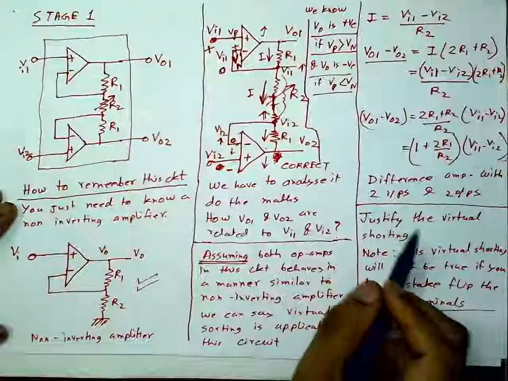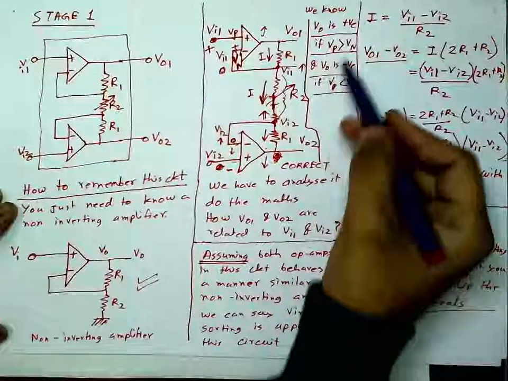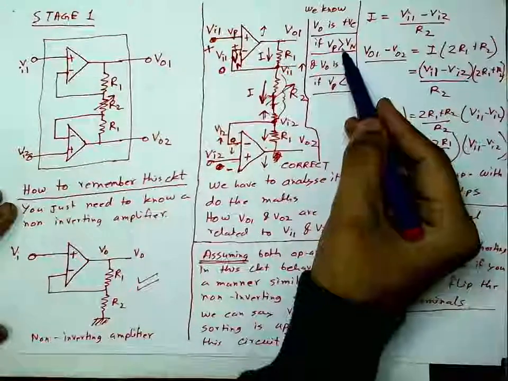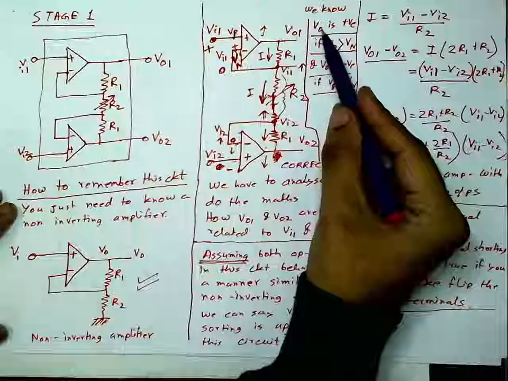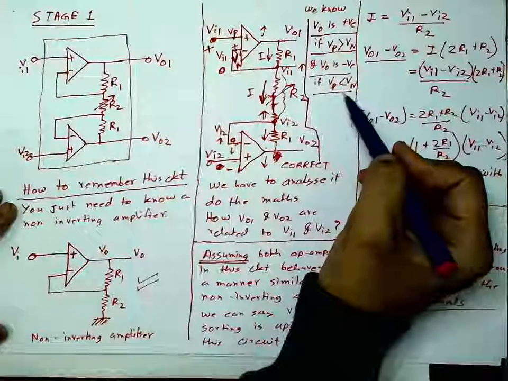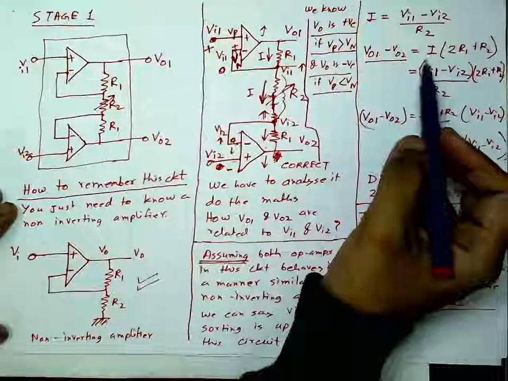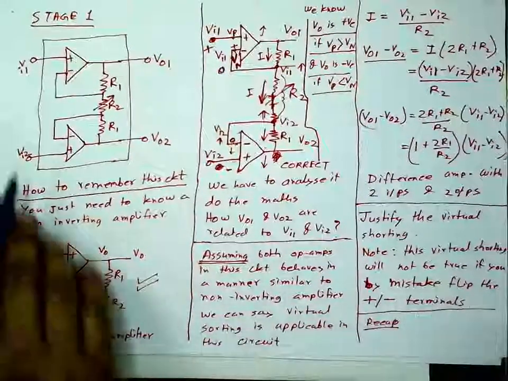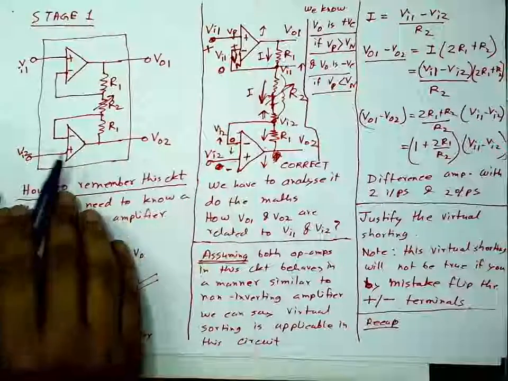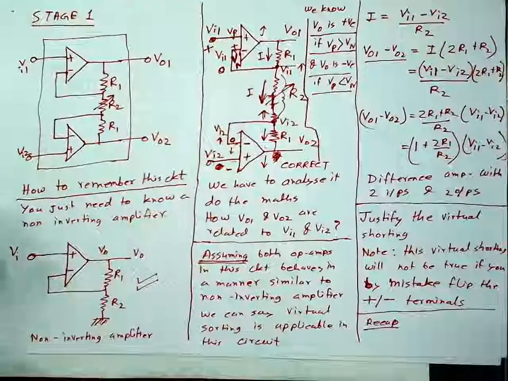This is the fundamental rule for an op amp. Output depends on which input is higher. If VP is higher, output is positive. If VN is higher, output is negative. That's all you need to know. So this is all about stage 1 of our complicated circuit.